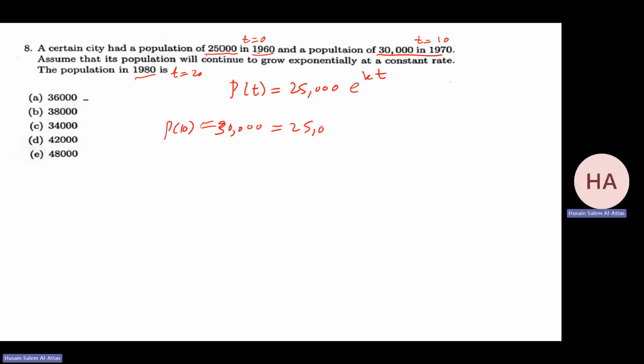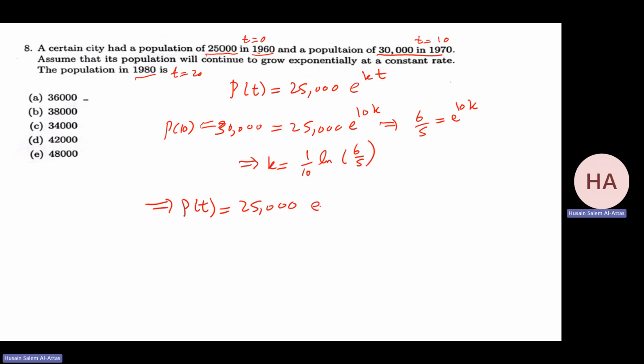Equal 25,000 e^(10k). Divide, I have 6/5 equal e^(10k). So k is what? 1/10 ln 6/5. So P of t is what? 25,000 e to the power t/10 ln 6/5. Okay, now P at 20 would be what? 25,000 e^(2 ln 6/5).